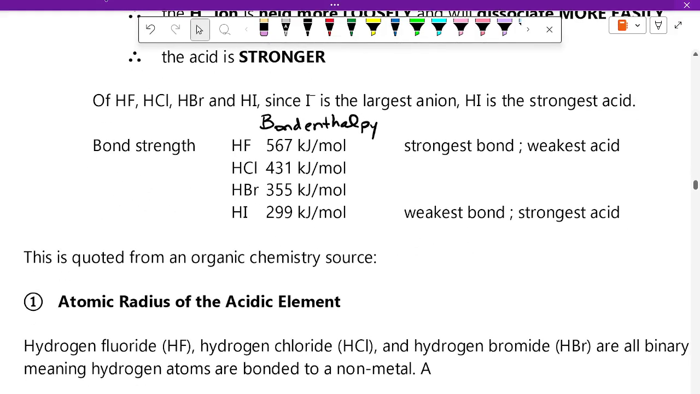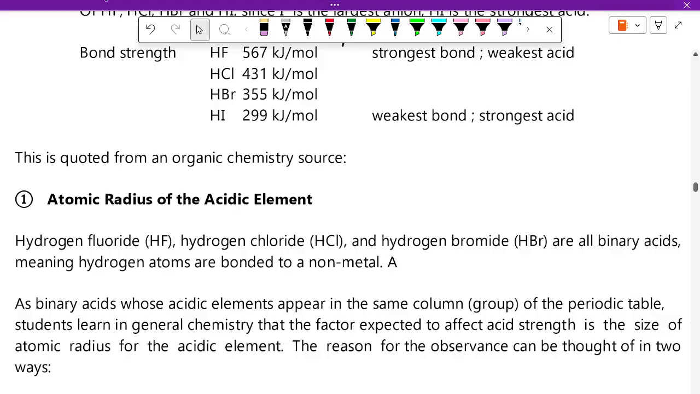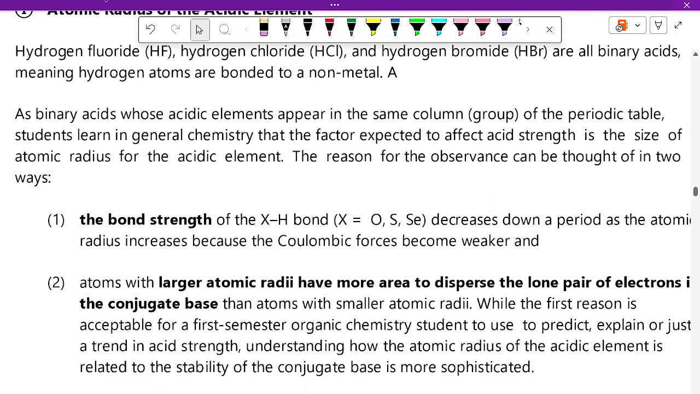And this is quoted from an organic chemistry source. I don't know why I have this. Let's find out. HF, HCl and HBr are all binary acids, meaning hydrogen is bonded to a nonmetal. The bond strength of the HX bond, yeah. This is just saying the same thing again and again.